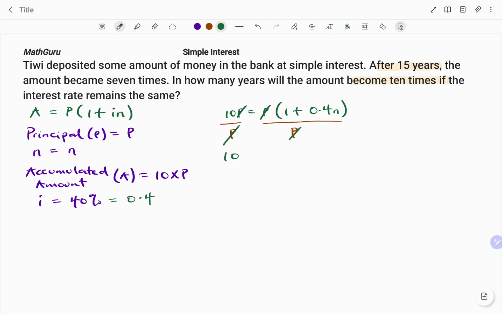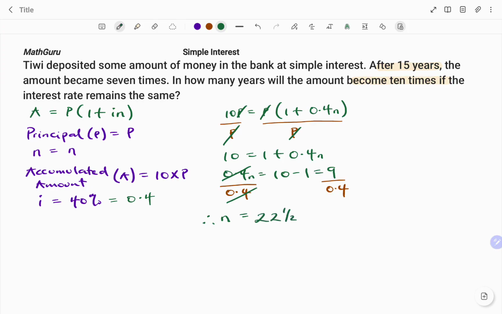On my left-hand side, I'm left with 10 equals 1 plus 0.4n. Therefore, 0.4n equals, I move my 1, 10 minus 1, which is 9. The next step is to divide both sides by 0.4. 0.4 and 0.4, that's 1. Therefore, my number of years n will be 9 divided by 0.4. That will be 22.5 or 22 and a half years. So what that means is, in 22.5 years, my principal is going to become 10 times.